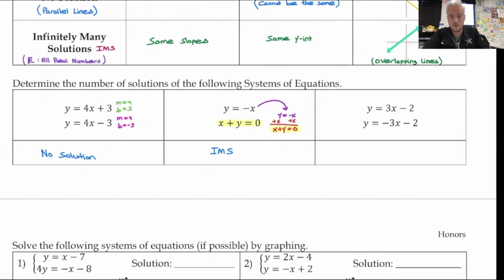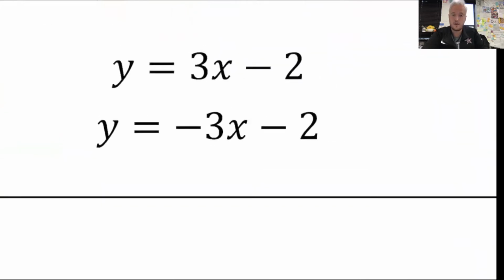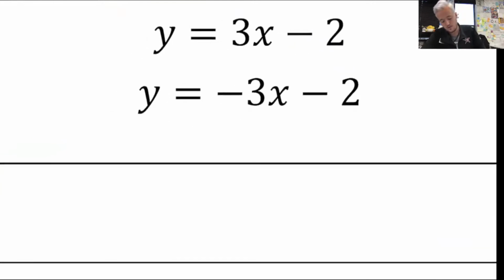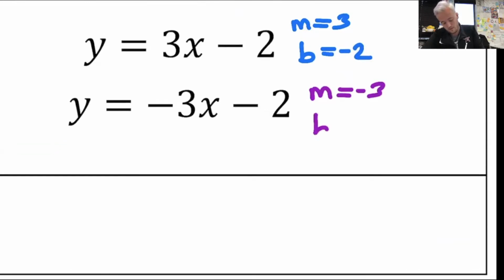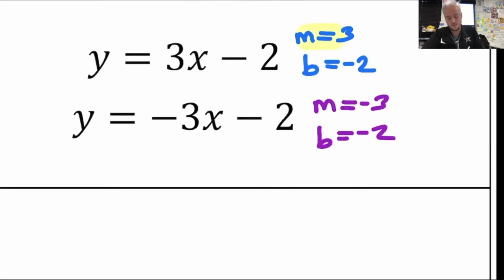All right, and looking over here at this very last one, now we have y equals 3x minus 2 and y equals negative 3x minus 2. So looking at the slopes, I have a slope of 3 in my top equation and a b value of negative 2. Then down below, I have a slope of negative 3 and a b value of negative 2. So we're really looking at the slopes first. So notice how the slopes are different. They're not the same, which means they can only have one solution.